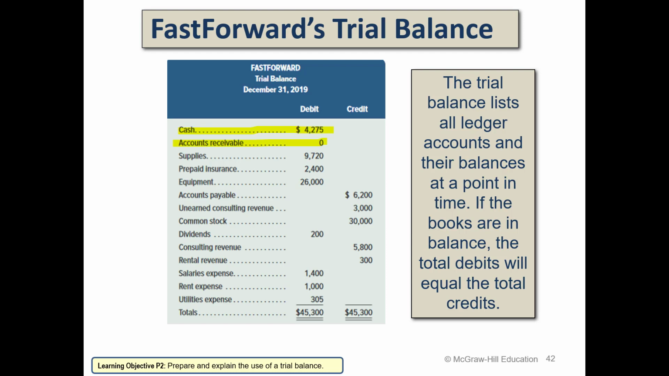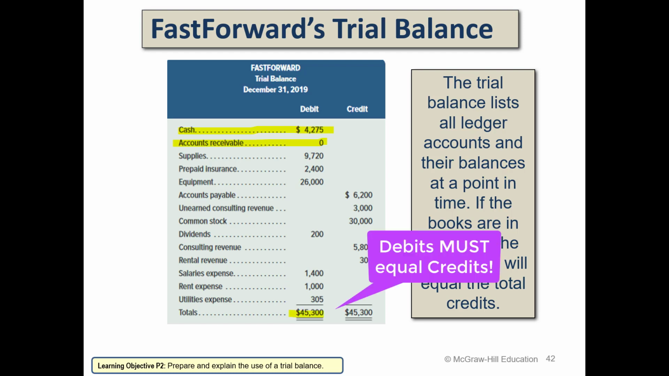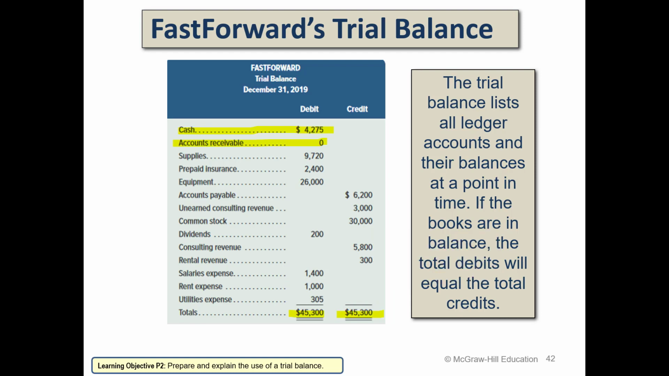So the reason we do the trial balance is to make sure that the total debits still equal the total credits. So within each individual journal entry, the debits and credits will equal. Then you post to the general ledger, and then this is to make sure that you have done everything correctly and the balances are correct prior to preparing the financial statements.